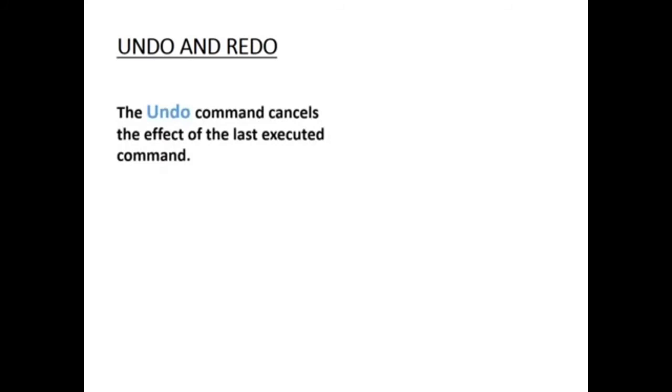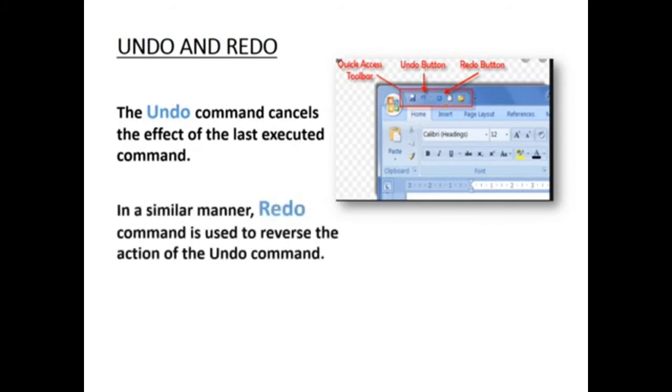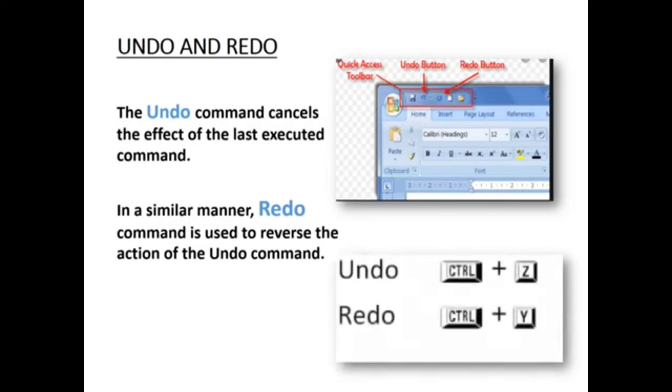Now see undo and redo. Undo, this option reverses the effect of the last command, and redo reverses the action of the undo command. The undo command cancels the effect of the last executed command. This undo button is present on the quick access toolbar. In a similar manner, the redo command is used to reverse the action of the undo command. The redo button is also present on the quick access toolbar. There are also some shortcut keys for undo and redo. For undo we can use Ctrl plus Z, and for redo we can use Ctrl plus Y.